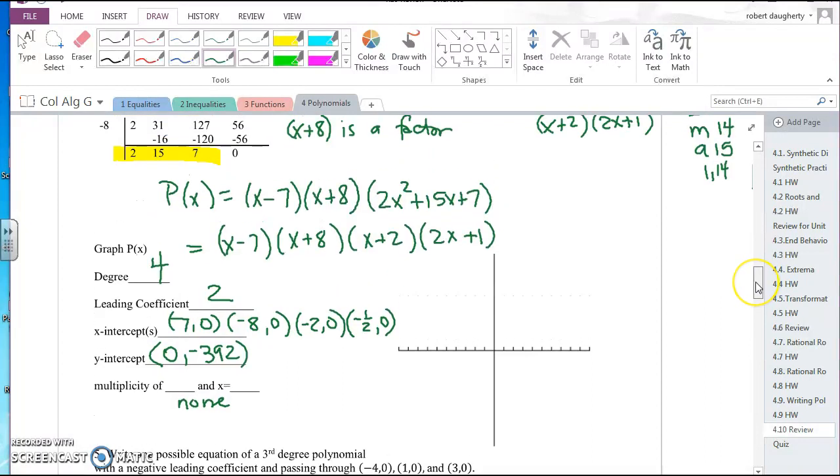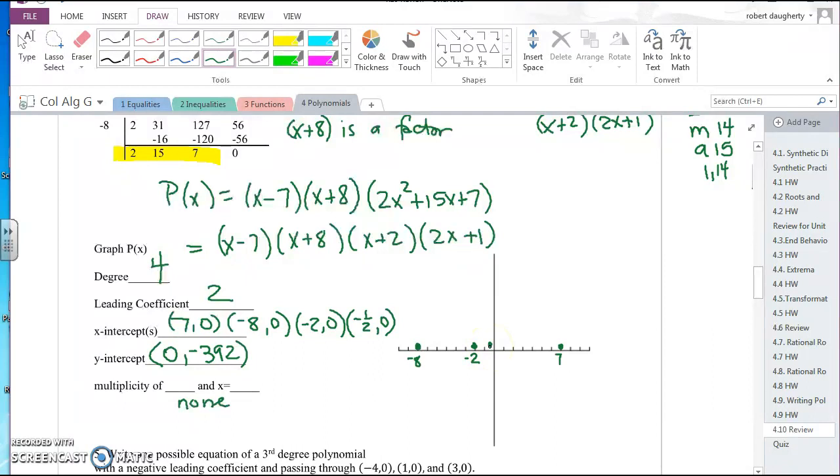So in order to graph this, let's find all of our points. So our points are (7, 0), 1, 2, 3, 4, 5, 6, 7. I'm going to cross at all of these points. (Negative 8, 0), 1, 2, 3, 4, 5, 6, 7, 8. That's right here. And (negative 2, 0) is right here. And negative 1/2 is going to be right here. Okay, so those are my 4 zeros.